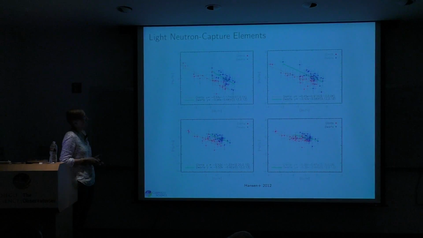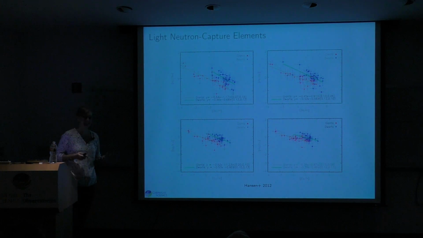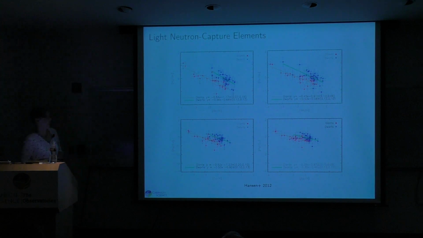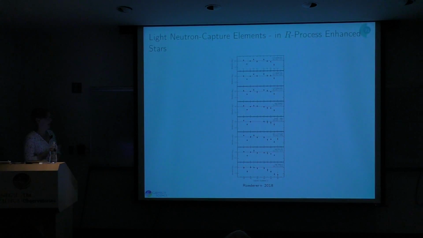So people in the stellar community agree that we have something that produces light neutron-capture elements, and we have something that produces heavy neutron-capture elements. But what exactly is this? Is it a variety of neutron star mergers? Is it core collapse supernovae? Is it the jet supernova that is responsible for this signature? We don't really know. So we need more data.